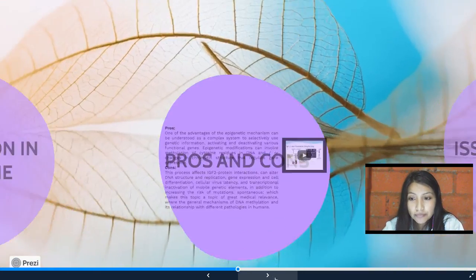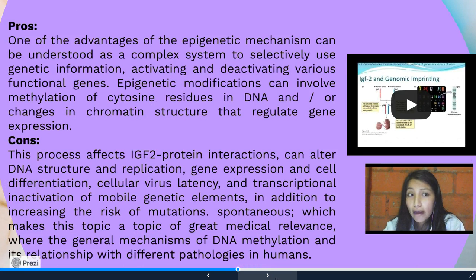Pros and cons. Pros. One of the advantages of the epigenetic mechanism can be understood as a complex system to selectively use genetic information, activating and deactivating various functional genes. Epigenetic mutation can involve methylation of cytosine residues in DNA and or change its chromatin structure that regulate gene expression.